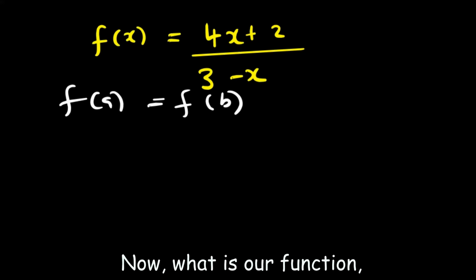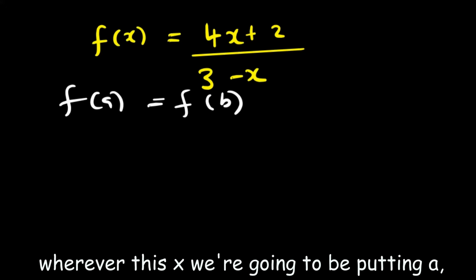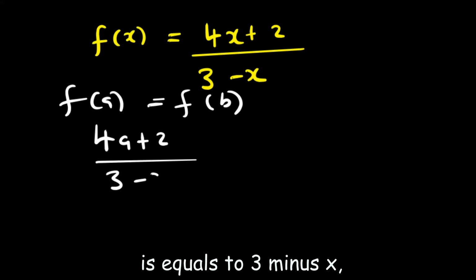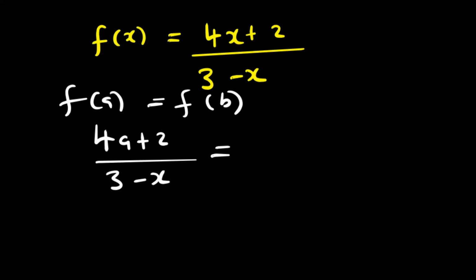Now, what is our function? Wherever there is x, we're going to be putting a. So we're going to say f(a) = (4a + 2)/(3 - a). I'm now going to equate this to f(b), so it will be (4b + 2)/(3 - b). Then after I have this, I just need to solve.